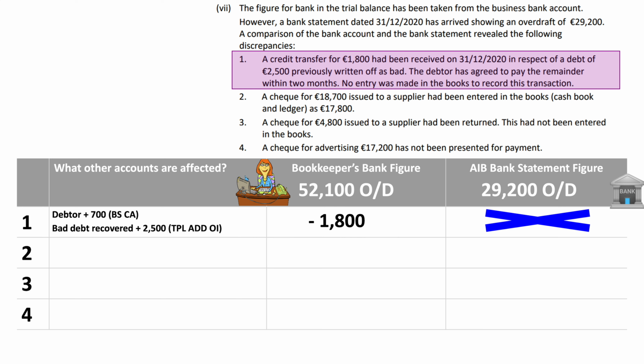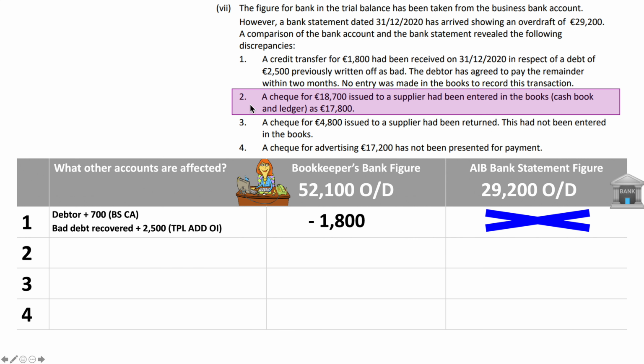And also the 2,500, the total amount, was previously written off as bad. So what that means is it is bad debts recovered. That is pretty good news there. Bad debts recovered is an income, and we will put it into add operating income in the trading profit and loss.